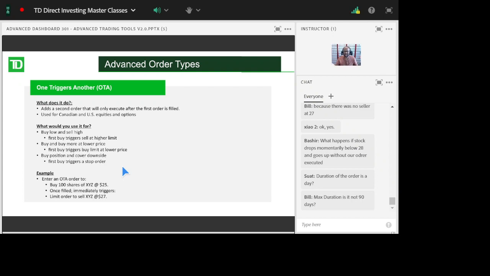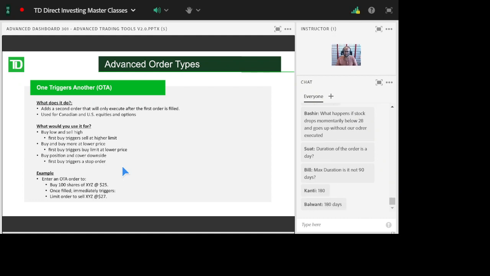Does anyone have a guess on what the max time frame is on the US markets? Let me see if you guys know this. Kanti, 180 days. Perfect. That's correct. If you want the maximum time frame, the easiest way is to place a good till canceled order. That gives you the maximum time frame. So if it's a Canadian stock, it's going to be 90 days. If it's a US stock, it's going to be 180 days.